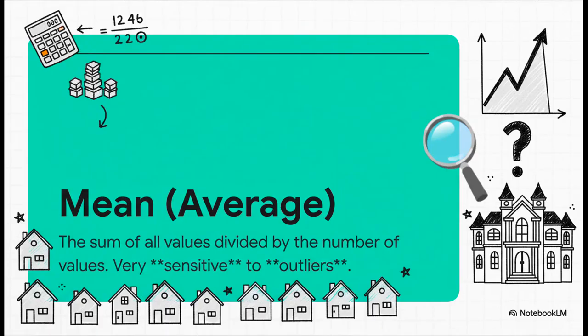Now, the most common way to do this is with the mean, which is just the fancy word for the average. You add them all up, divide by how many there are. Super simple, right? But it has a major weakness. Think about home prices in a neighborhood. If just one billionaire builds a crazy mansion there, that one super high value can yank the whole average way up, making the neighborhood seem way richer than it actually is.